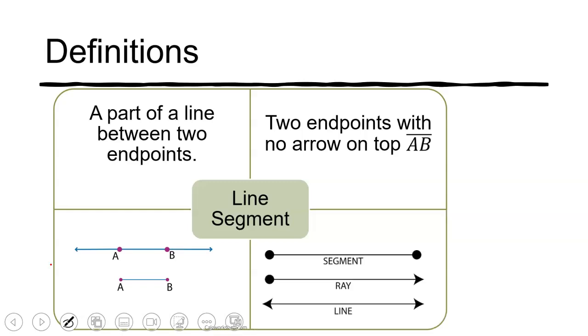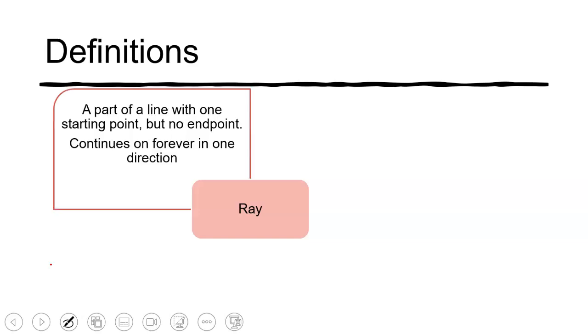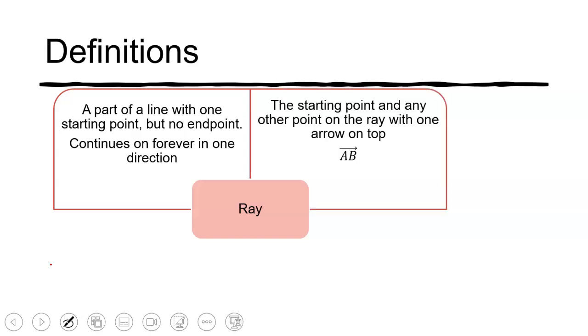And again, we want to make sure we know the difference between a segment, a ray, and a line. This is the definition of ray. A ray is a part of a line with one starting point but no end point, so it continues on forever in just one direction. The way we name a ray is with the starting point and then any other point on the ray.